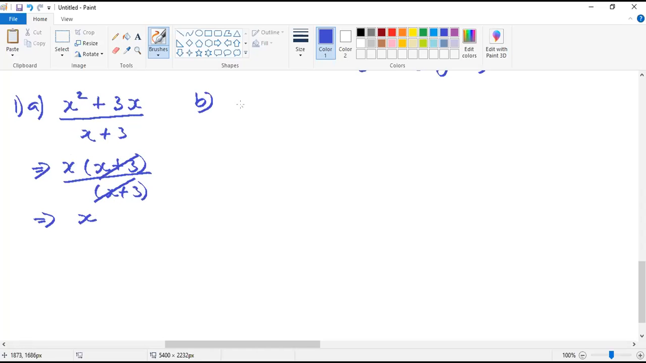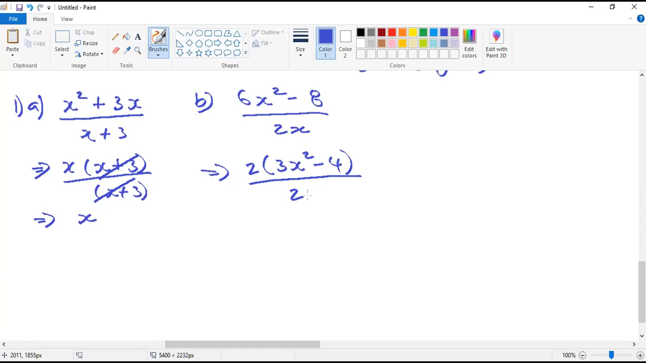So we can go to B, 6x squared minus 8 over 2x. We look and we see that 2 is a common factor up here. So this gives us 2 times 3x squared minus 4 over 2x. Maybe there's more that can be done, but let us see. The 2 and 2 cancel, and we're left with 3x squared minus 4 over x.